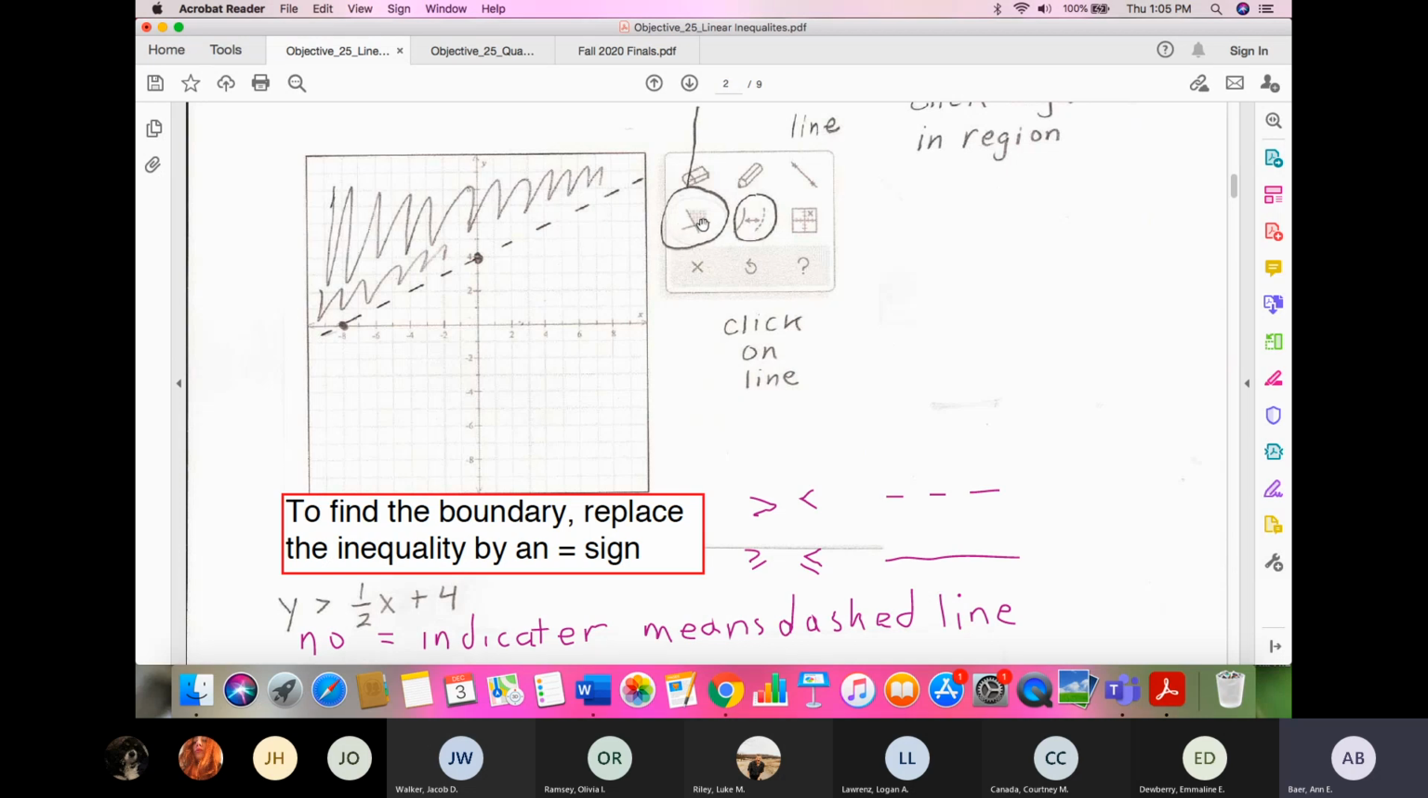So this is the region shade tool right here. It almost looks like a quadrant if you look at it. If you turn your head a certain way, it looks like 4 quadrants. So that's the region shade tool. I want to shade this region right above the boundary line.